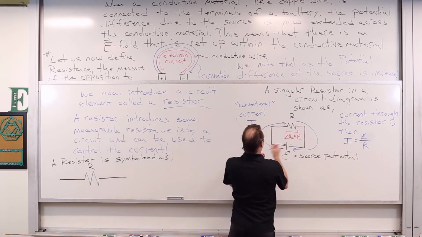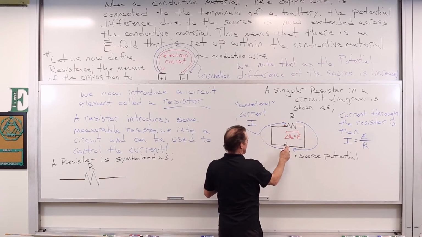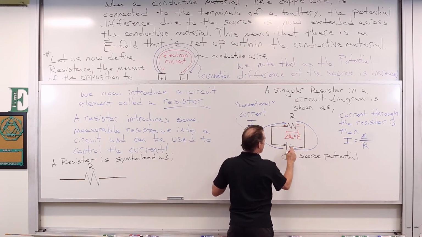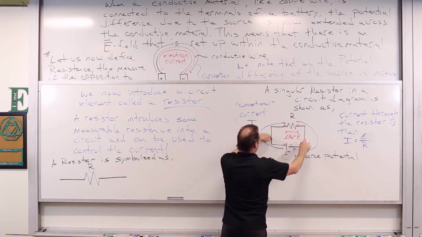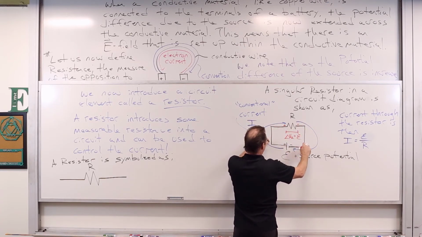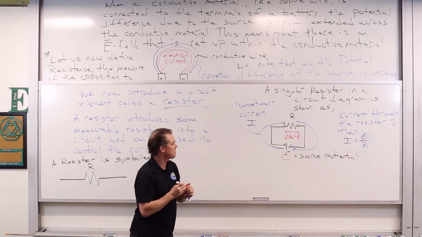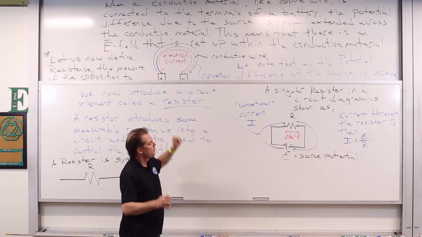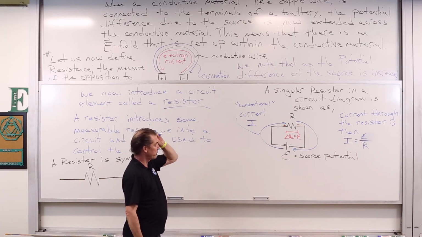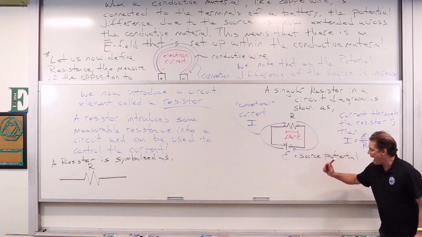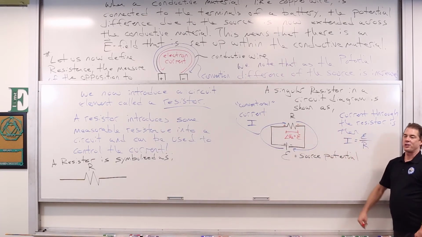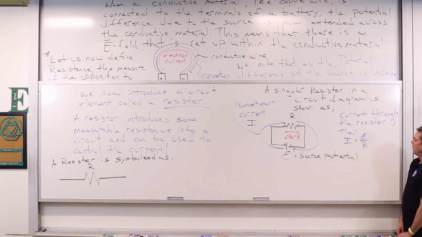This is the positive side, an extension of the positive terminal. This is the negative side, an extension of the negative terminal. Again, we're going to say that these conductive pathway branches have negligible resistance, and this is what we get. Boom! So there's the current in the circuit. Current I is dictated by the resistance of the resistor and the potential difference of the source. Very cool, and pretty simple too.